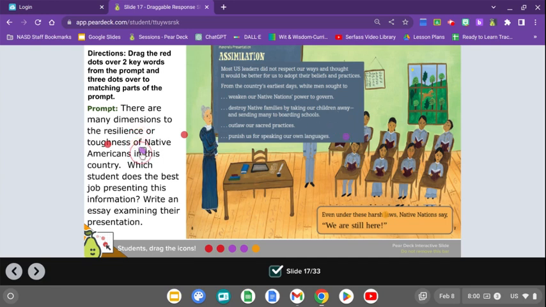Well, if this is about which student does best, I noticed the student's name is up there, Wenona's presentation. All right, where do you think the most powerful part of the presentation is? Take a moment and put your purple dot where you think that should go, down here.